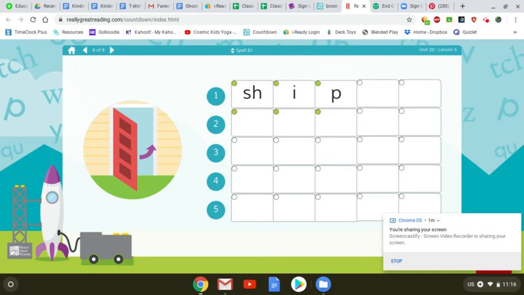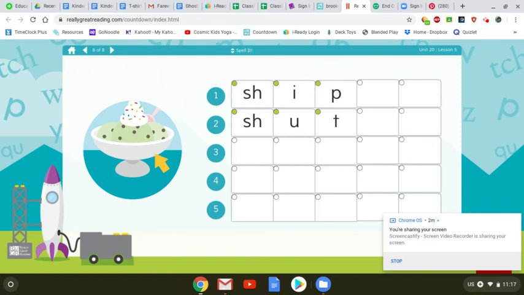The first sound was sh, which was SH. The next sound was u. What letter makes the u sound? U. And the last sound was t. What letter makes the t sound? T. Good job. We spelled the word shut.